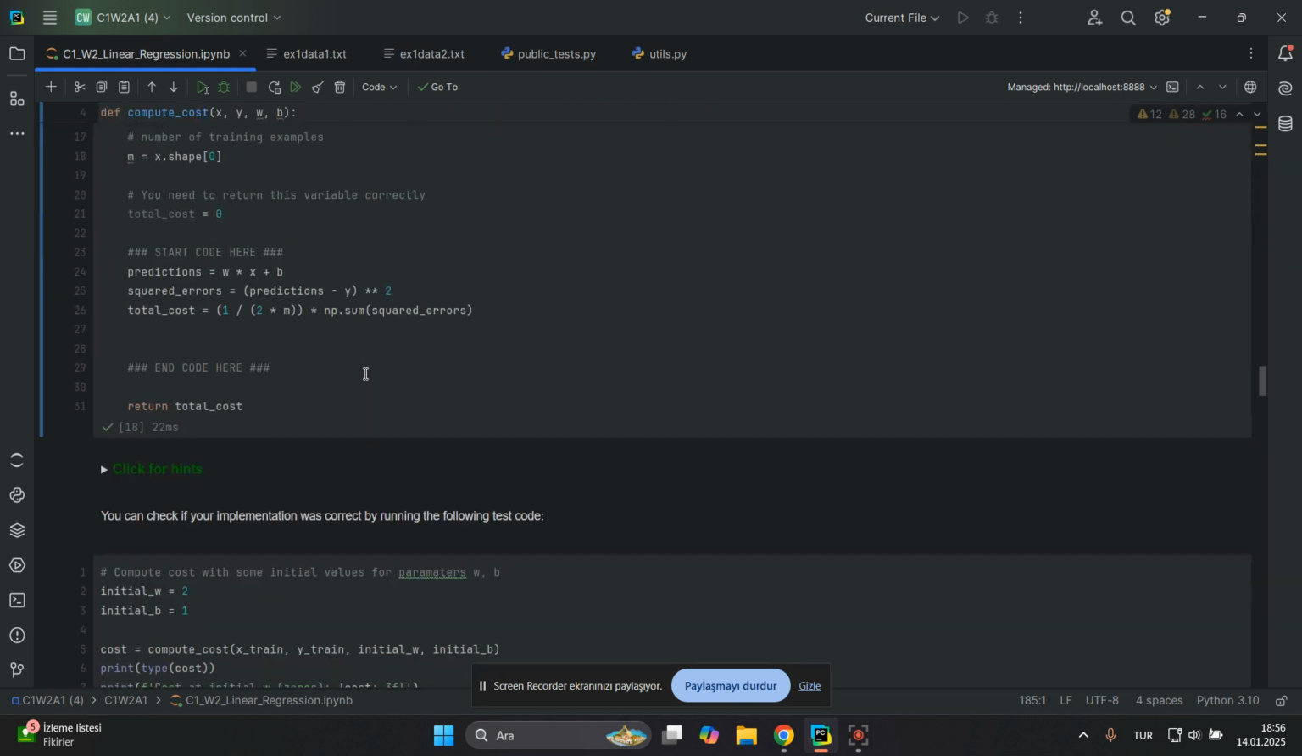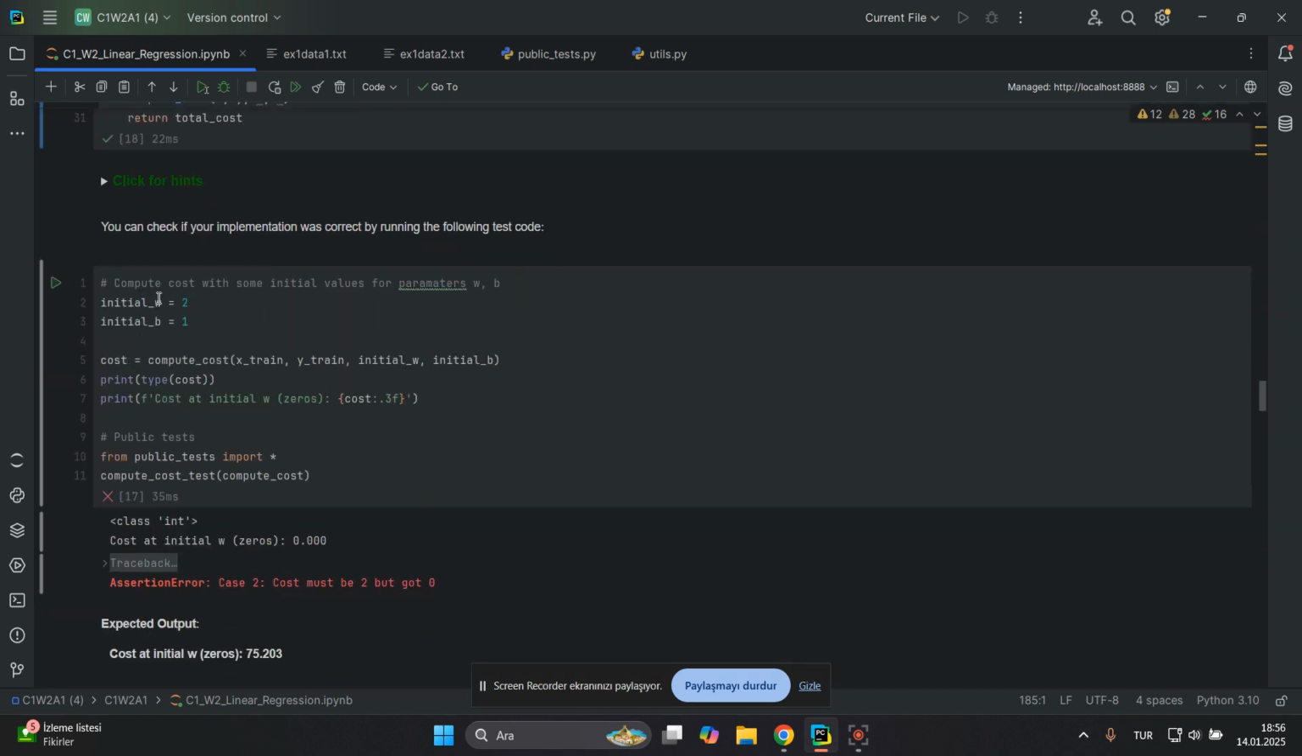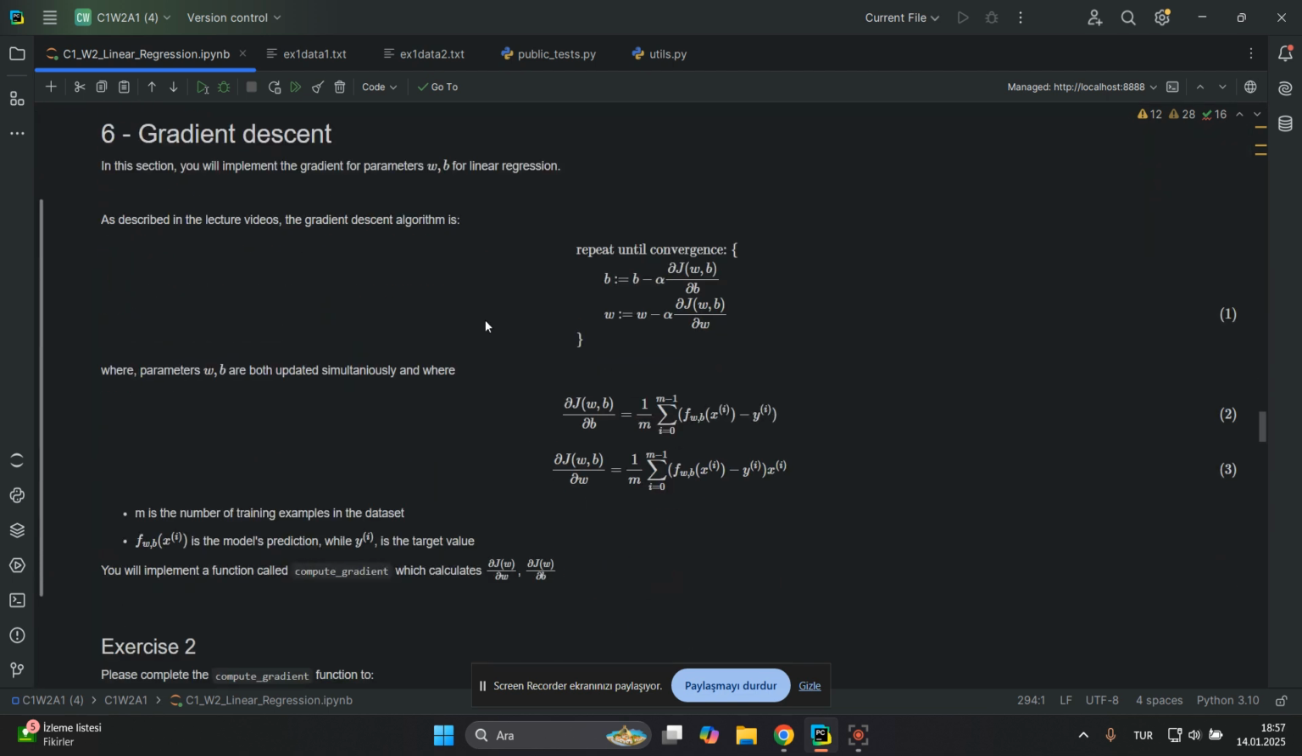Then I will run it actually. Then I am going to run it in here. All tests are passed. Cost at initial w zeros is 75.200. This is the gradient descent, how we are raising it, like that.